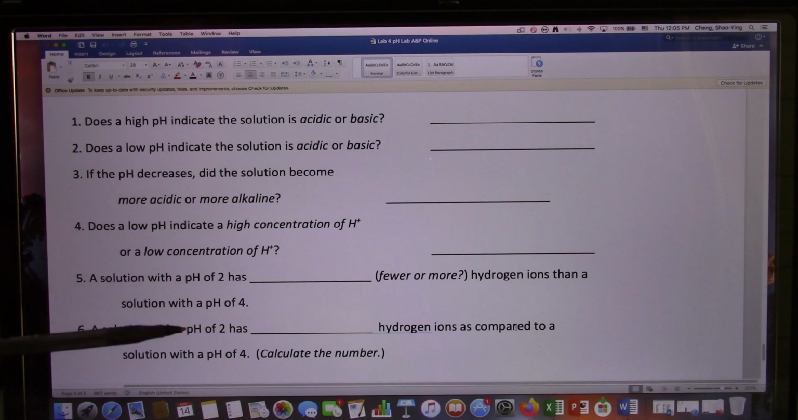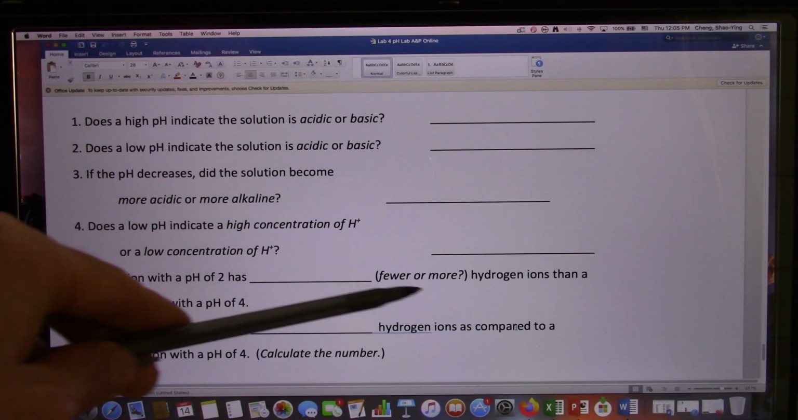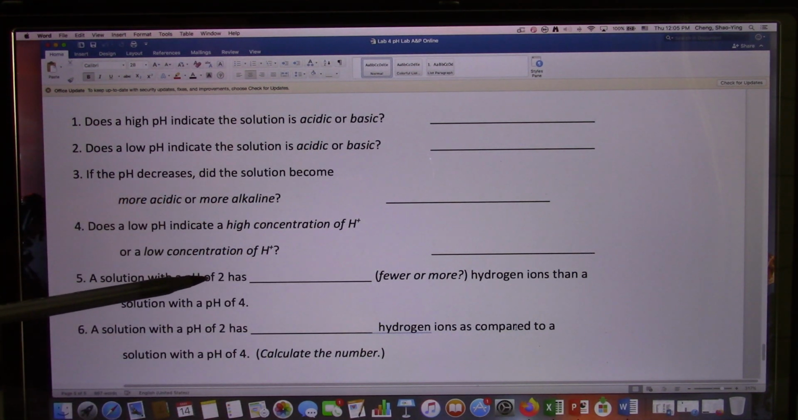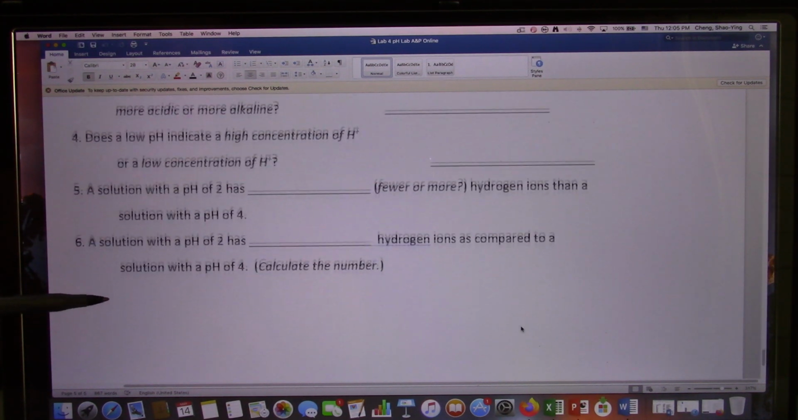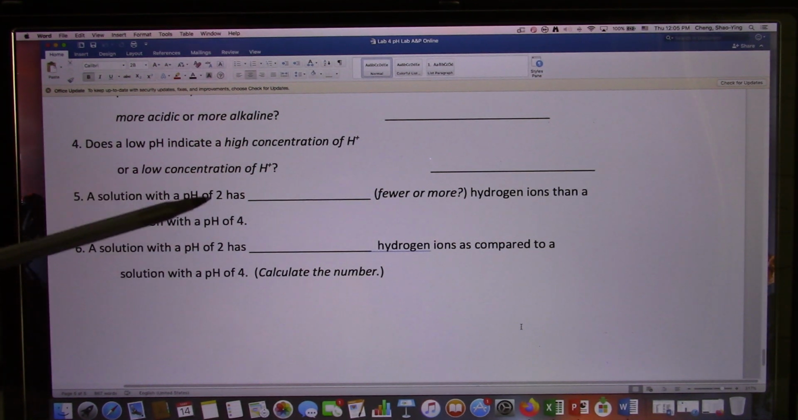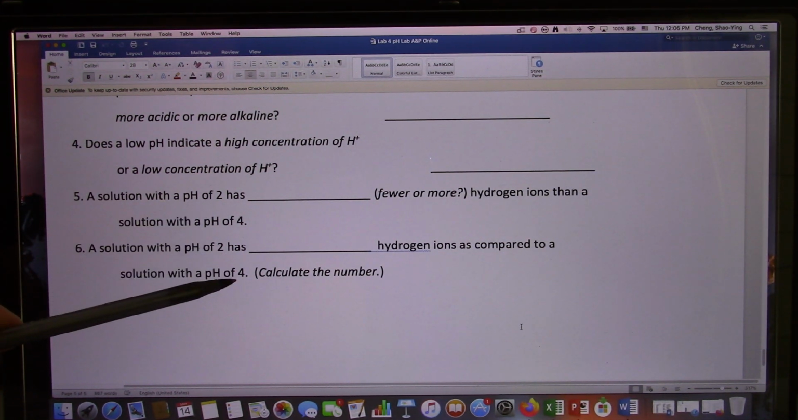Right? Compare two solutions, pH 2 and pH 4. Is there more or less hydrogen? It turns out the smaller pH is more acidic. Of course, yes, more, right? I'm going to choose more. And the last one asks you how many times more, calculate the number. So for solutions with pH equal to 2 and 4, I ask you how many times more H+.